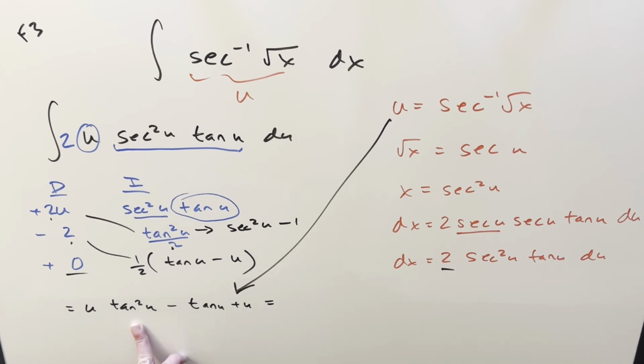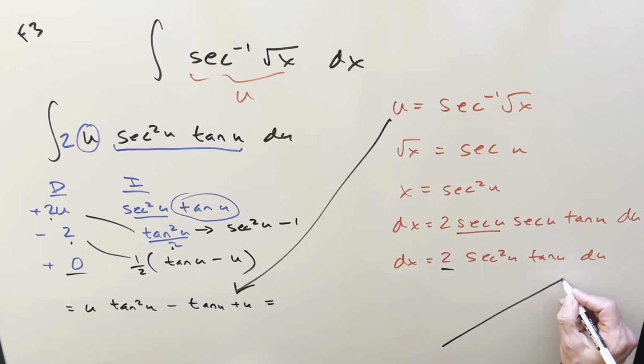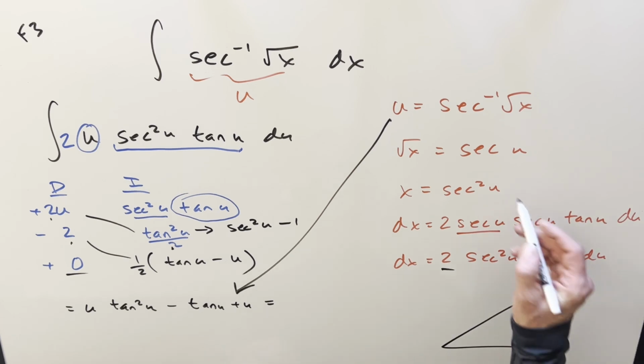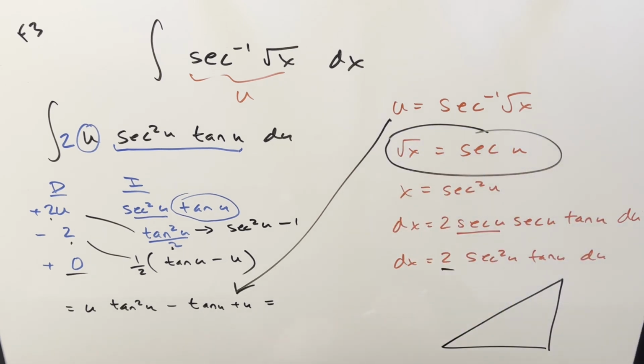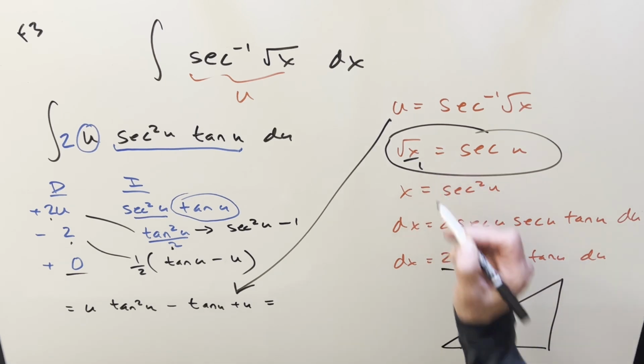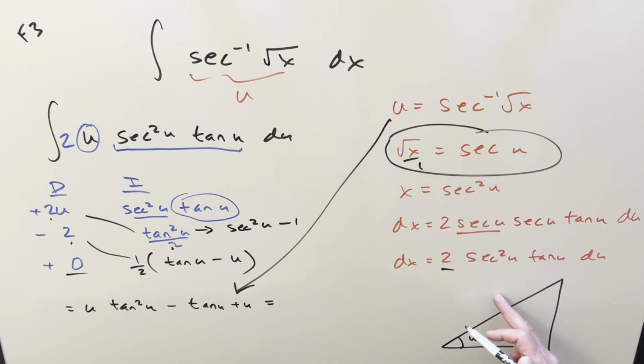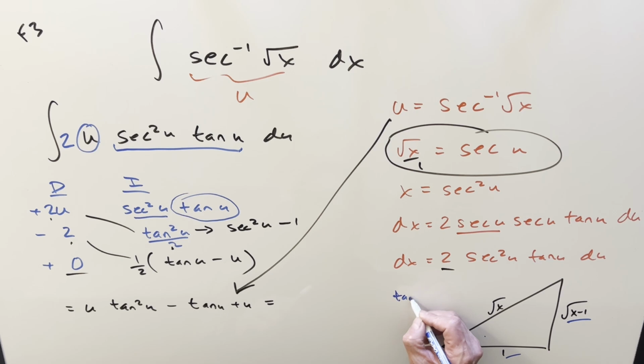But one thing we need is our value for tangent. And so let's draw a right triangle, because we have a value right here for secant. So for secant u, if our angle is u, think of that like square root of x over 1, hypotenuse over adjacent. Pythagorean theorem, this is going to be square root of x minus 1. So using this, we can get tan u as opposite over adjacent, so tan u will just be square root of x minus 1. So now we're ready to back substitute everything.